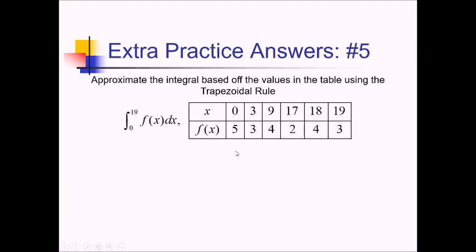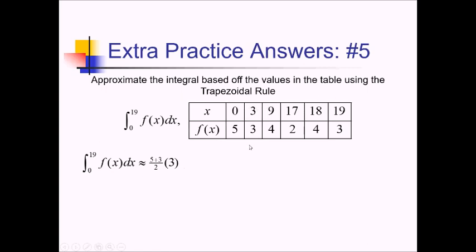On this problem, I'm trying to approximate this integral from 0 to 19 of this function that has a few table values represented. And I'm going to use the table with the trapezoidal rule. So I can say this integral is approximately equal to the following. For my first trapezoid area, I've got 5 plus 3 over 2 times a height of 3. So this is base 1 plus base 2 over 2 times the height. And the height in this case is just the horizontal distance from one x value endpoint to the next.